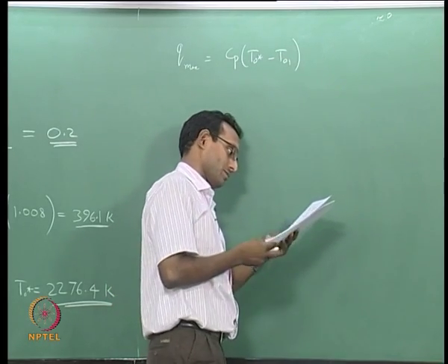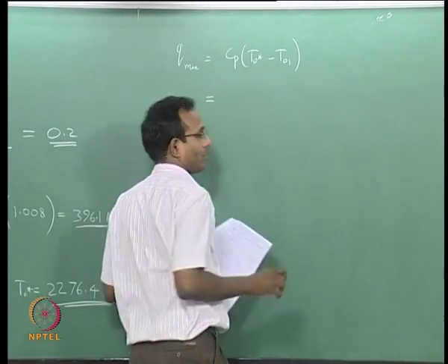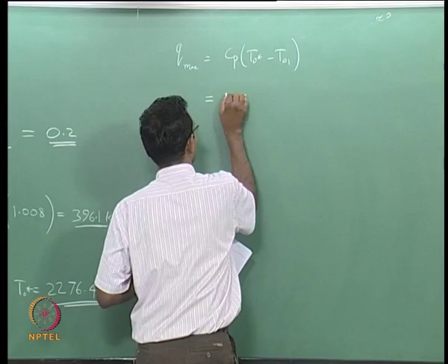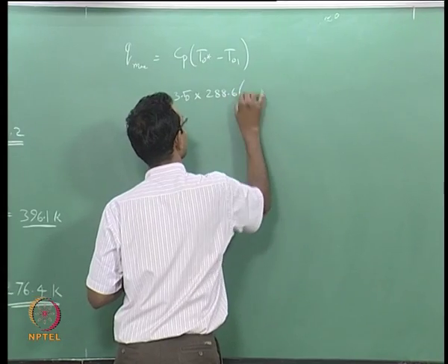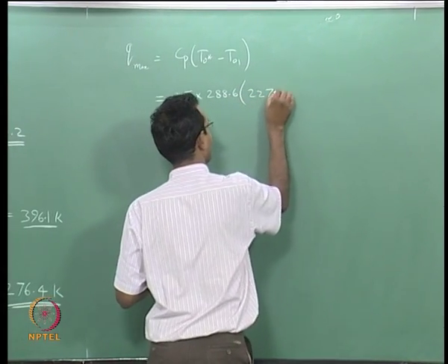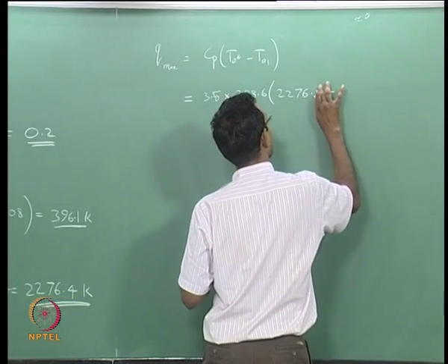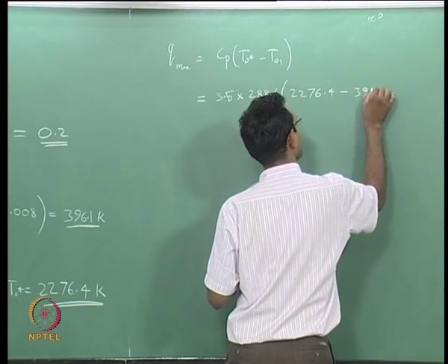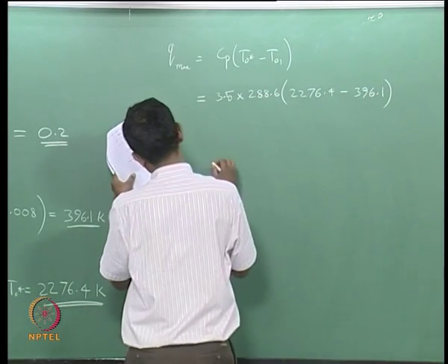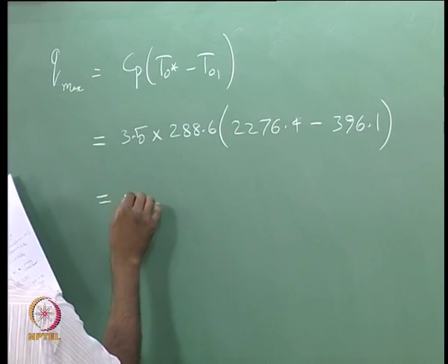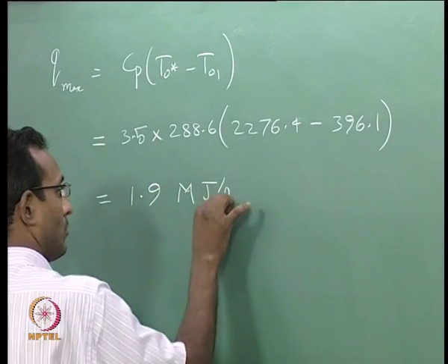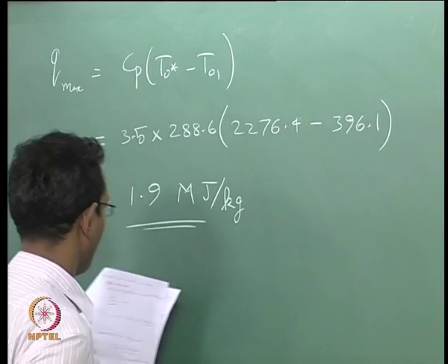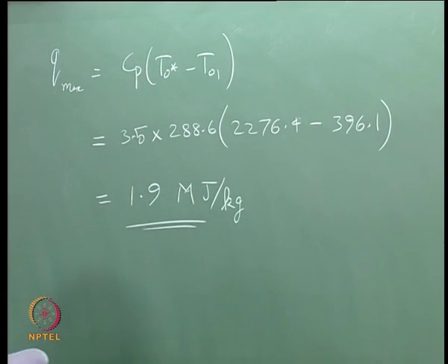Q max is Cp times (T naught star minus T naught 1). So you know Cp is gamma by (gamma minus 1) times R. Gamma by (gamma minus 1) is 3.5 for gamma equal to 1.4, into 288.6, into those two numbers, 2276.4 minus T naught 1, which was 396.1. So this gives me an answer. I don't want to write the big number, I will just write 1.9 megajoules per kilogram.